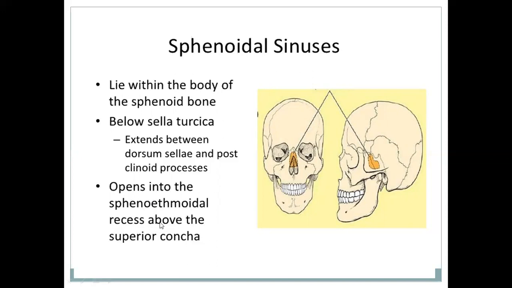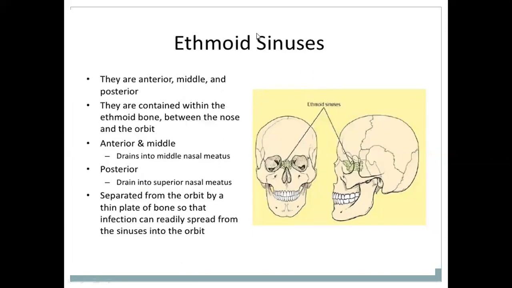The gap, that is the sphenoethmoidal recess above the superior concha, is where the sphenoidal sinus will open. The ethmoidal air sinuses are anterior, middle, and posterior, as I already described, between the orbit and the nasal cavity. They are contained within the ethmoidal bone.